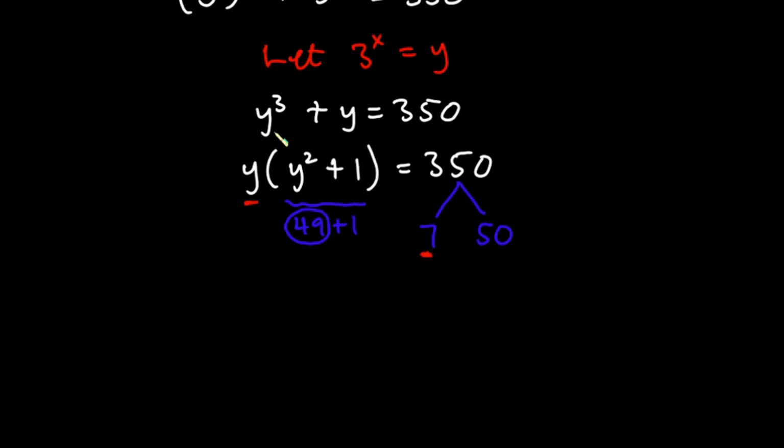But the equation is a polynomial. We have y to the third power. So it means that we need to get 3 solutions for y. From this idea, we only got one solution. But this is going to help us get the other solutions.